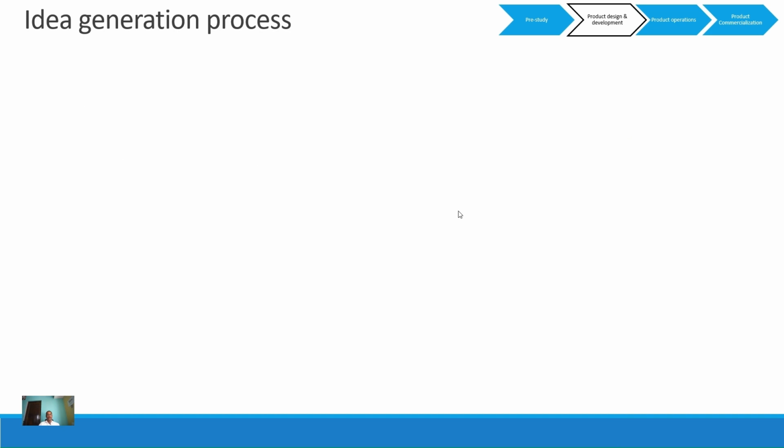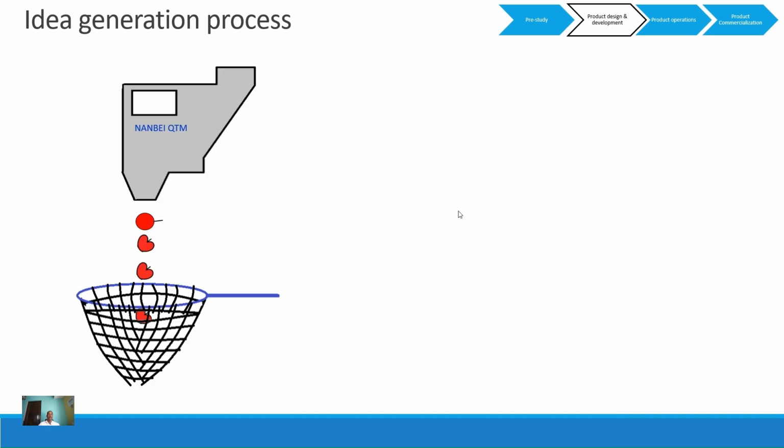Okay, let's see what is the input for the second step. Here we have the input as the QTM machine, which is the rough sketch which I have drawn here, and the primary idea that is generated to fulfill the first functional requirement is a net kind of thing which receives the fruits and cuts down the speed of those fruits.